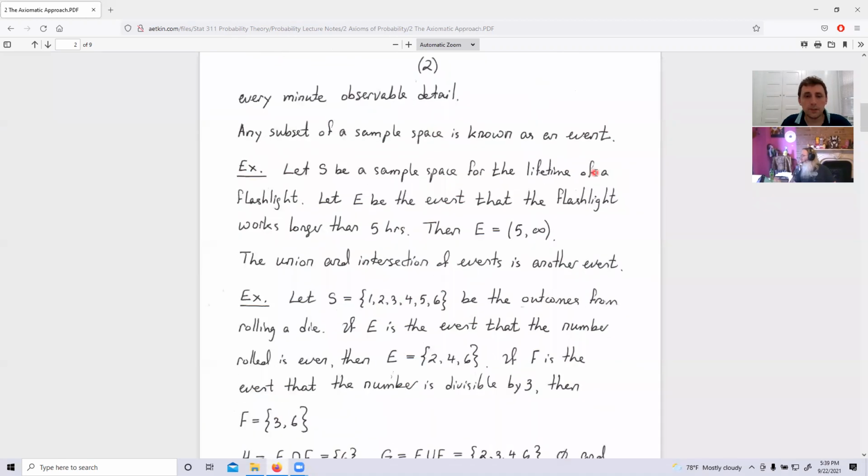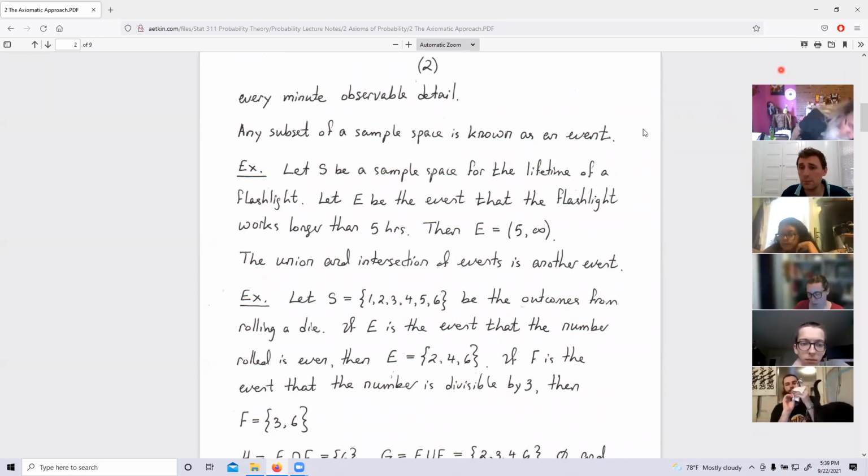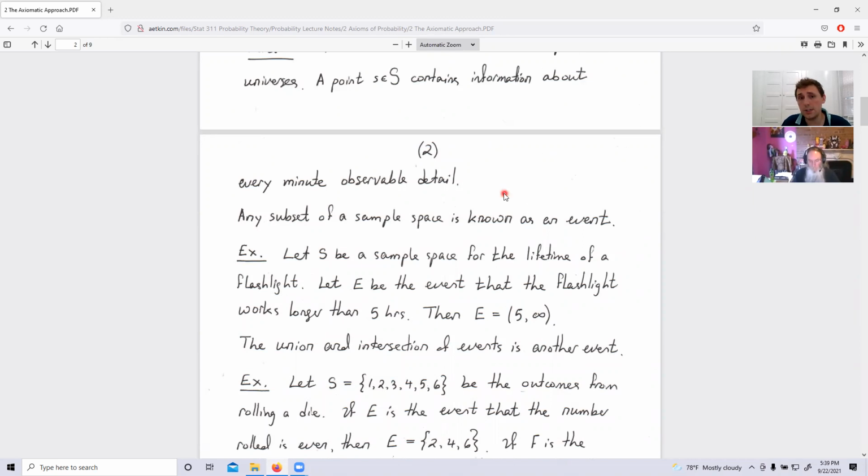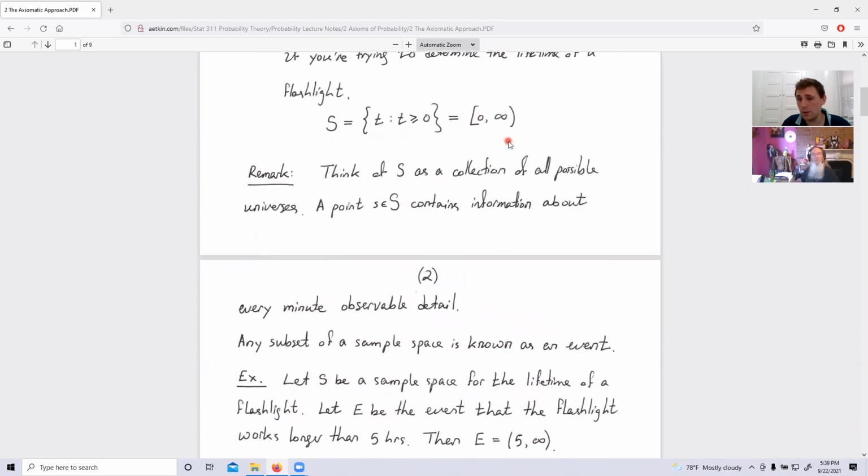Then any subcollection of universes is known as an event. An event is just a subset of S for our purposes. It's not precise, but for our purposes, an event is just a subset. For instance, the event that the flashlight lasts longer than 5 hours is the interval 5 to infinity, which is a sub-interval from 0 to infinity.